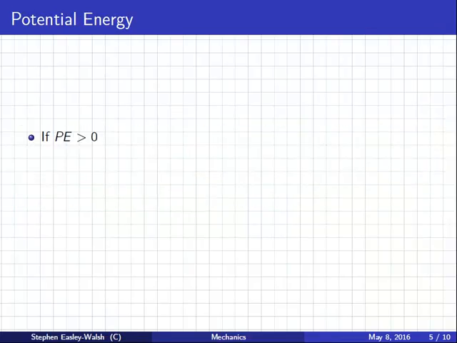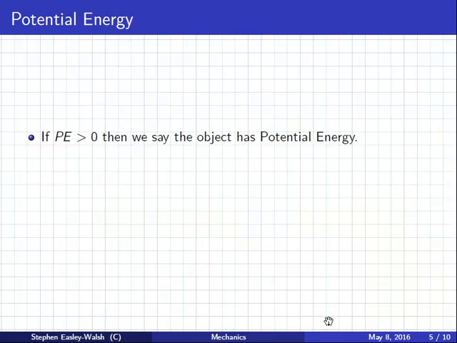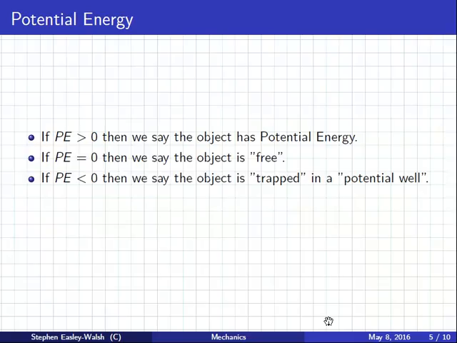If the potential energy is positive, then we say the object has potential energy. If it's zero, then we say it's free, and if it's negative, then we say it's trapped. Now, you will forget this from semester 2, so please do not forget it. I'll draw a picture to help explain what I mean here.